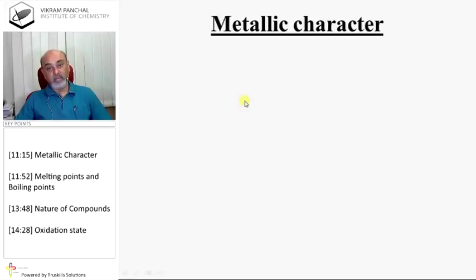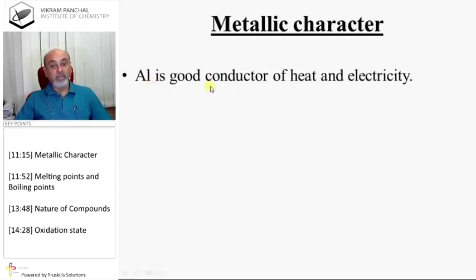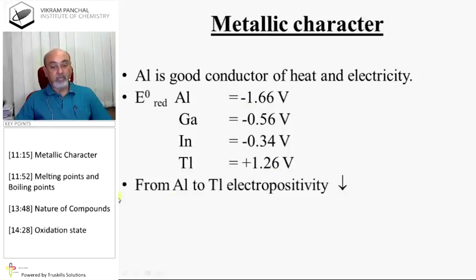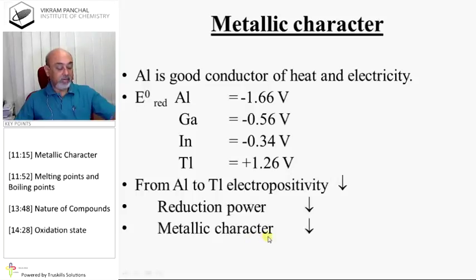Metallic character. Aluminium is a good conductor of heat and electricity. Reduction potential of aluminium is minus 1.66 volt, gallium minus 0.56 volt, indium minus 0.34 volt, thallium plus 1.26 volt. So from aluminium to thallium, electropositivity decreases, reduction power decreases, metallic character decreases.